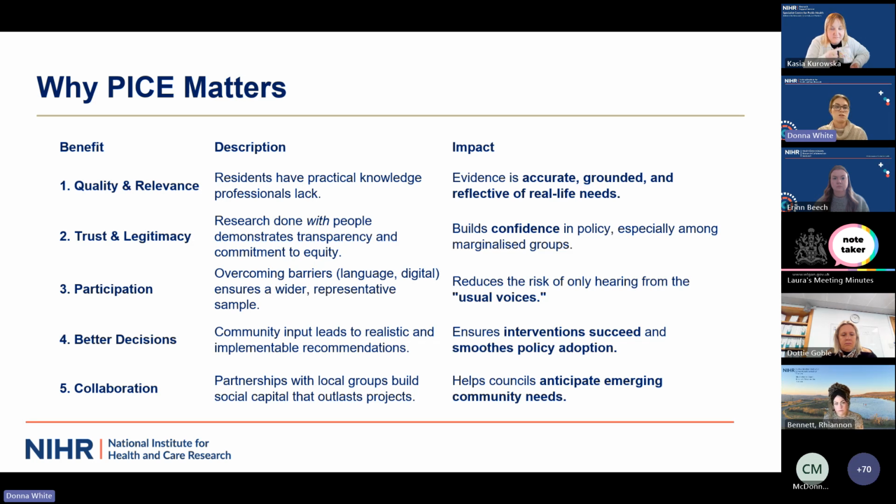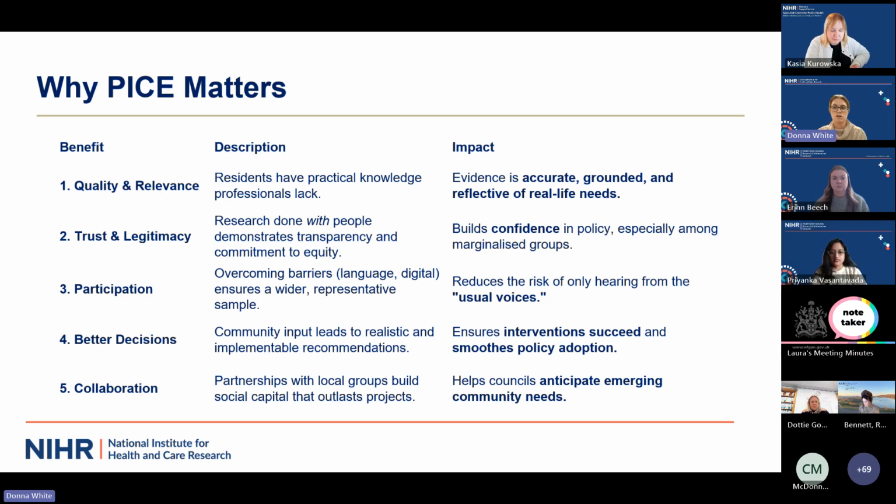It improves participation and reduces non-engagement, so having a strategy that considers language, cultural accessibility, digital exclusion, and community relationships helps overcome barriers that often prevent people from taking part. Without this, research risks hearing only the usual voices, those who are already confident, empowered and well connected. A strong PICE approach ensures research samples are more representative and the insights are therefore more comprehensive and meaningful.